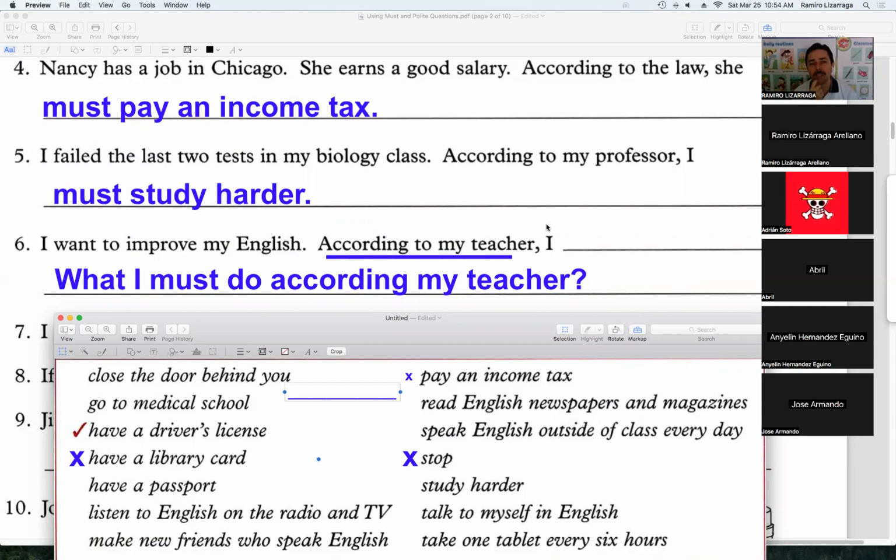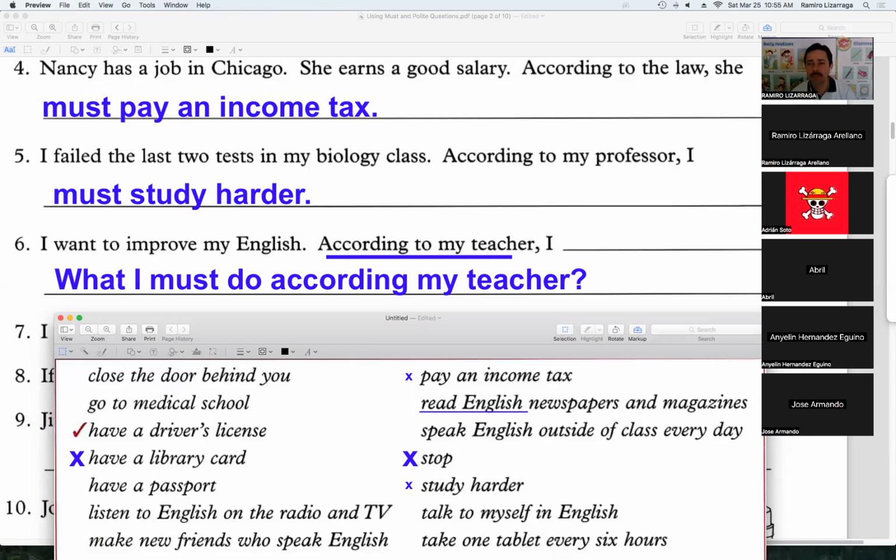A ver, ¿qué debemos de hacer? If I want to improve my English. ¿Nadie? A ver, ¿alguien que haya participado? Jessica, Paulina, por favor. I must talk to myself. I must speak English outside the class every day. I must read English newspapers and magazines. So if we want to improve our English, according to my teacher, I think there are many options here, you know. What we must do if we want to improve our English.